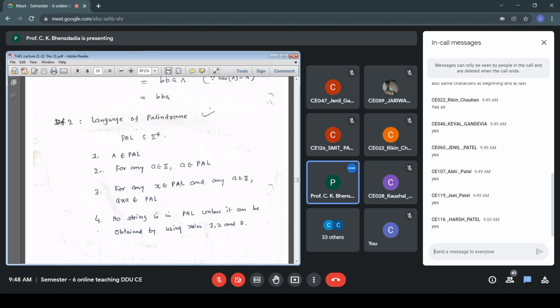x belongs to sigma star within curly brackets, any string in sigma star, under the condition that x is equal to reverse of x. So this is the second definition of the language of palindrome using the reverse function: x is equal to reverse of x for x belonging to sigma star. That is definition number 2 involving the reverse function.